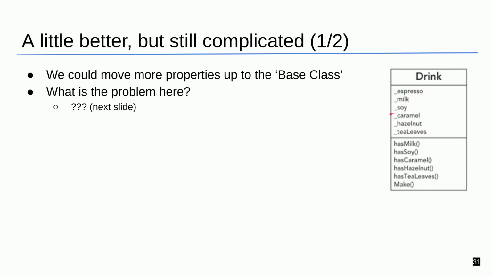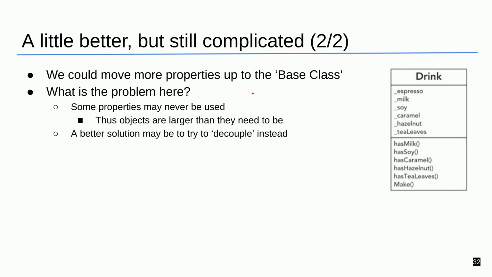Espresso, milk, soy, caramel, hazelnut, and tea leaves. So our drink class is now composed of a bunch of different types, and then it'll return if it has milk, has soy, has caramel, has hazelnut, based off of all of these objects here. So I wonder, if you pause and think about this, what's the problem? And if you had a moment to think about it and pause the video, the problem here is that a lot of these properties might never be used.